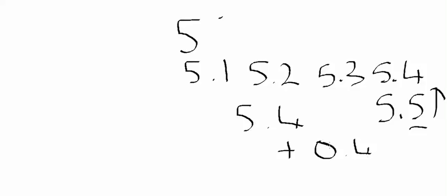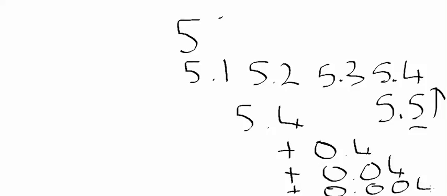When we're rounding to 0 decimal places, we add 0.4. If we're rounding to 1 decimal place, we add 0.04. If we're looking for the greatest for 3 decimal places, it's 0.004, and so on.